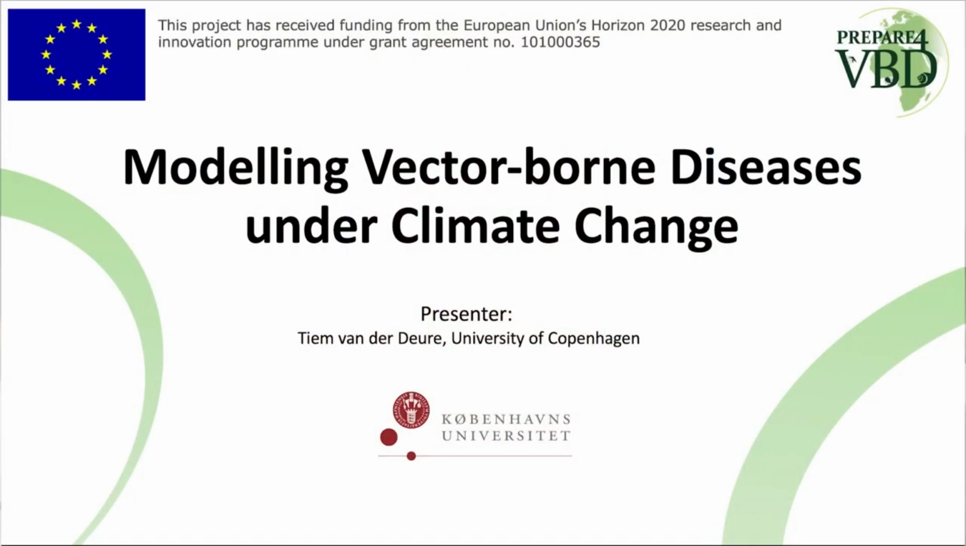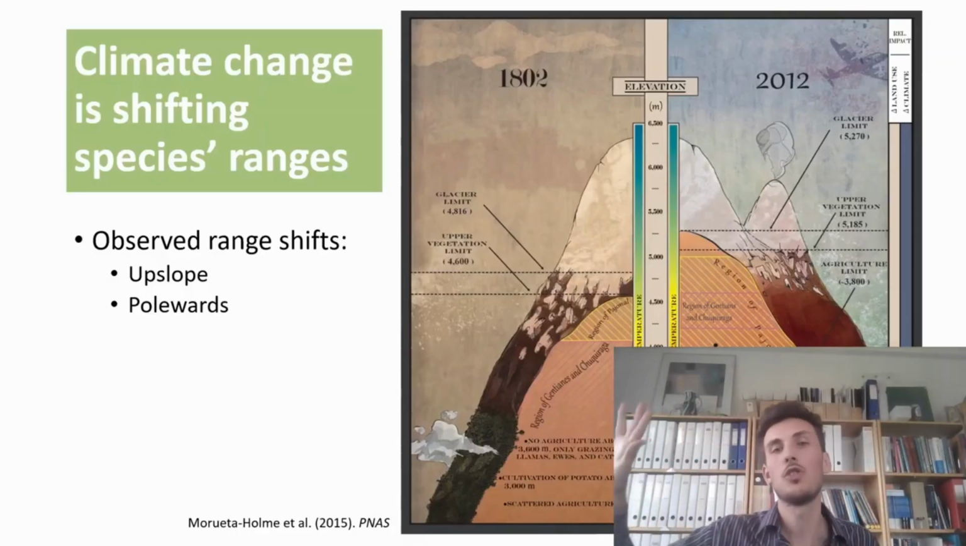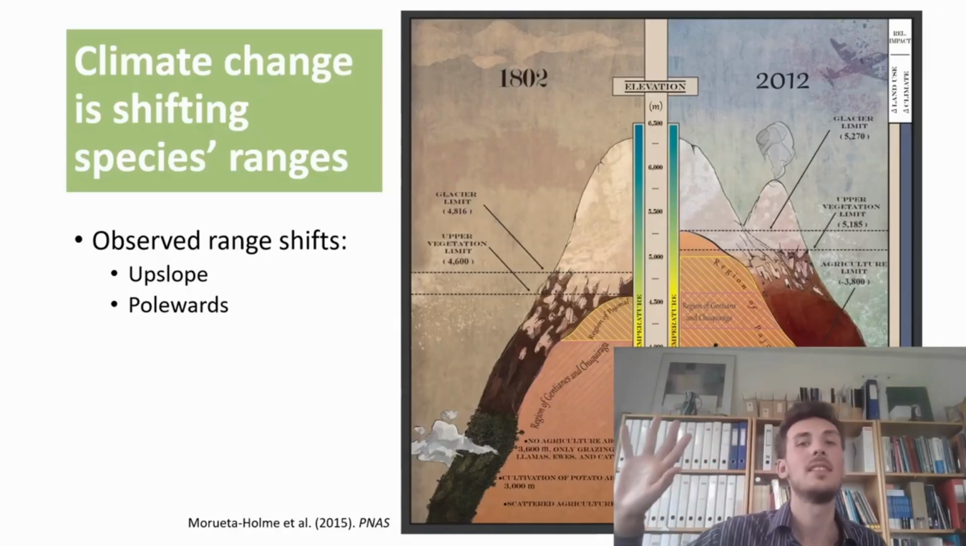In this module, I will teach you about how to model vector-borne diseases under climate change with the case of Fasciola species. So, climate change already influences the ranges of a lot of species, and a very classic example is if you look at a mountain. So, if you think of a mountain, you can think from the top, maybe all the way at the top of a mountain, there's just snow and ice, and there aren't any species at all.